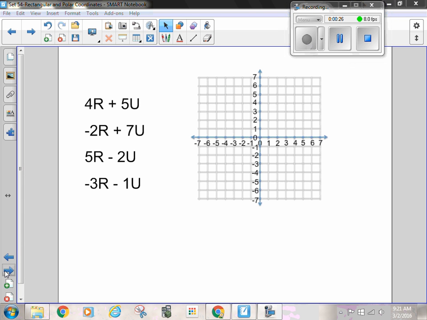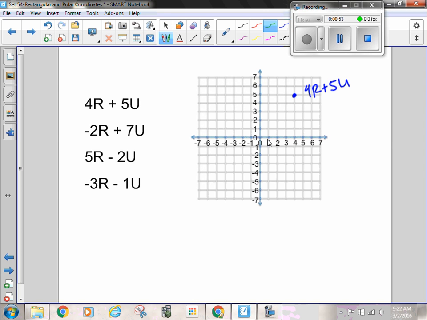If I have 4r plus 5u, that means I'm going to go 4 to the right. So 1, 2, 3, 4 to the right, and up 5. 1, 2, 3, 4, 5. So that is my new coordinate. That's my 4r plus 5u. Oops, sorry, parentheses, bad habit. Not a bad habit, good habit. All right, let's look at our next one.